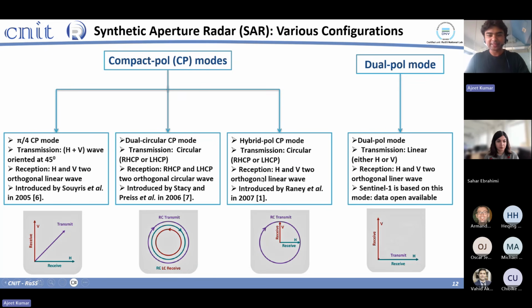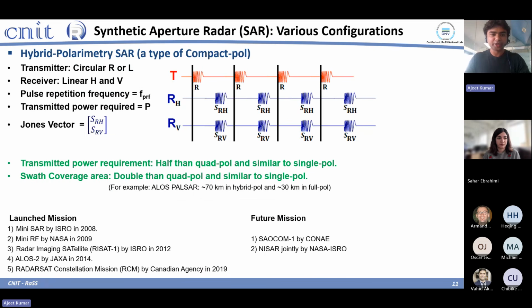So in this case, a circularly polarized wave has to be transmitted, and you receive H and V orthogonal linear polarizations. This configuration has been shown here. You store the information in terms of a Jones vector, where RH is a combination of HH and VH, and RV is a combination of VV and VH. This concept of hybrid polarimetry has been realized by many different satellites.